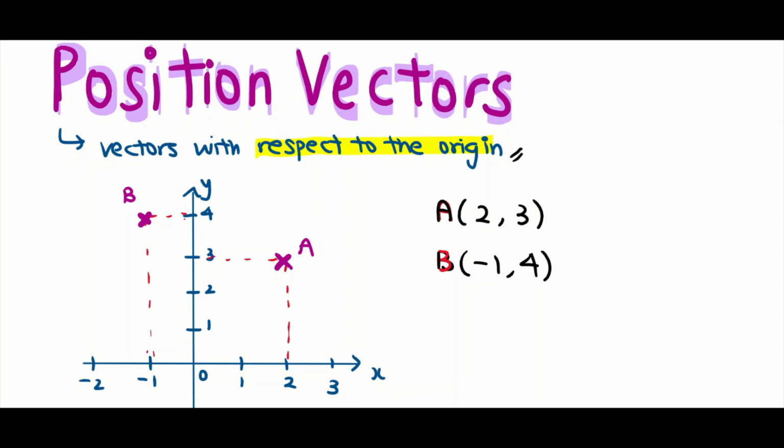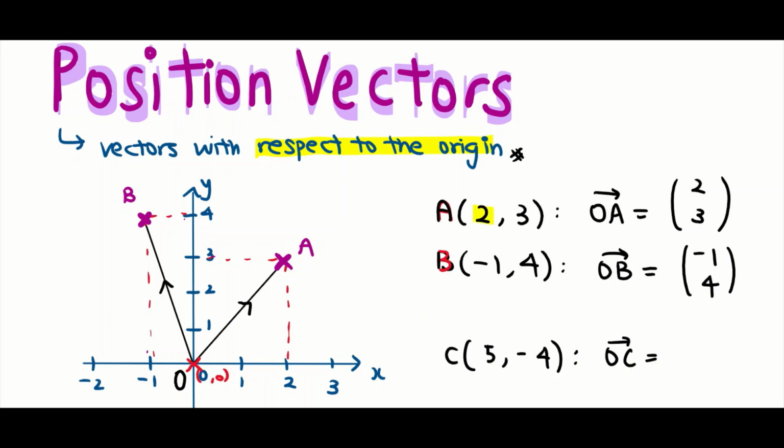Okay, as mentioned, position vectors are vectors with respect to the origin. Where is the origin? 0, 0, yes. Sometimes we label it as O. Now, what is the common vector for OA and for OB? OA is 2, 3. Am I right? So it follows that my X follows the X, my Y follows the Y. If I give you C is 5, negative 4, my OC will be 5, negative 4.